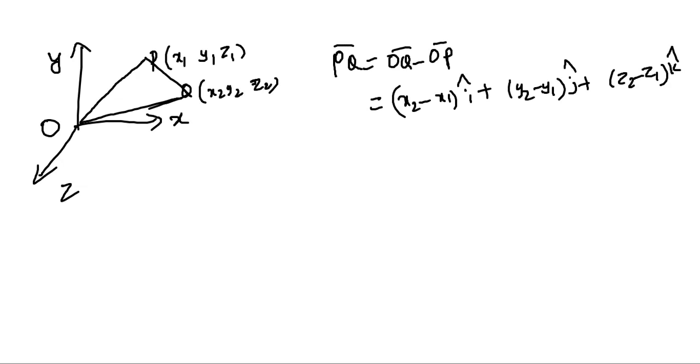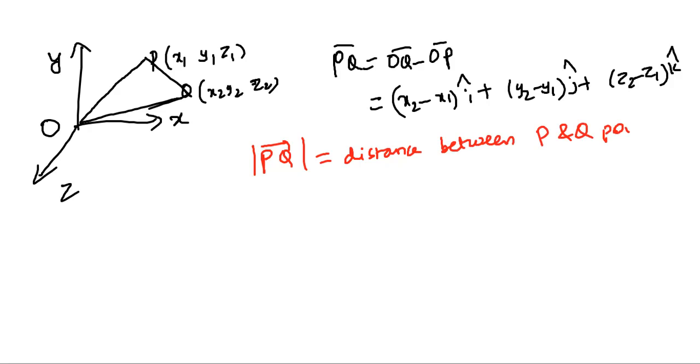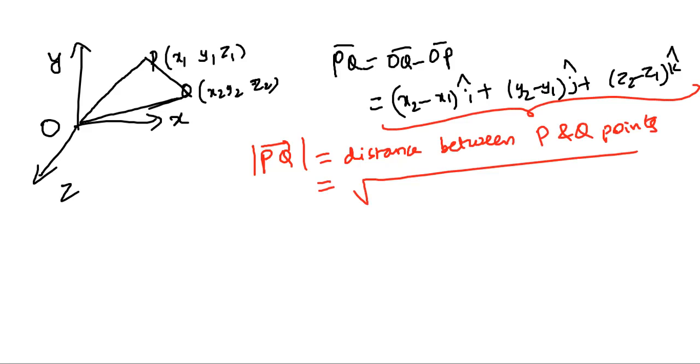And you know what this magnitude of PQ represents? That is the distance between the points P and Q. This is nothing but the magnitude of this vector, which is root over x2 minus x1 whole square, plus y2 minus y1 whole square, plus z2 minus z1 whole square. So it is an extended version of the Euclidean distance formula in 2D.